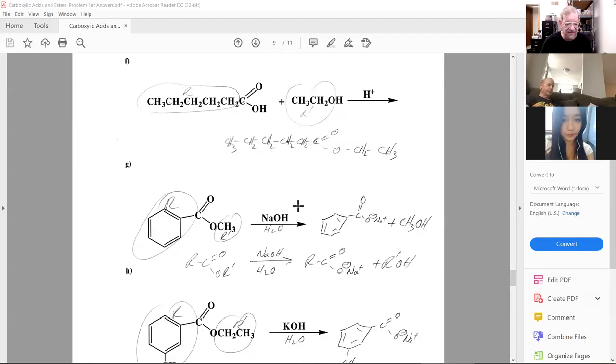Same thing for E. Haven't done this in a while. Do you break carbon-carbon single bonds? No. So don't. I don't.